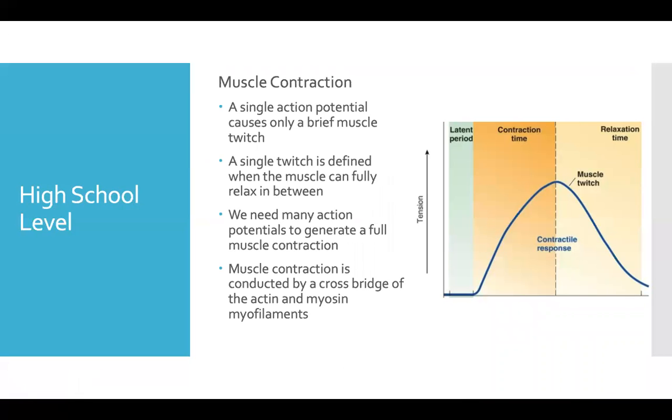For muscle contractions, a single action potential causes a brief muscle twitch. A single twitch is defined when a muscle can fully relax in between each twitch. We need many of these action potentials to generate a full muscle contraction. Muscle contraction is conducted by a cross bridge of the actin and myosin myofilaments.